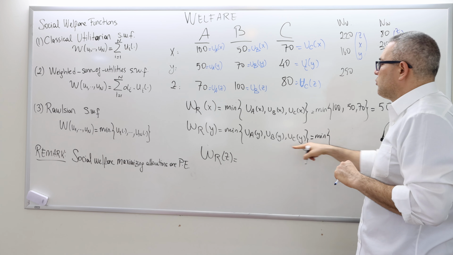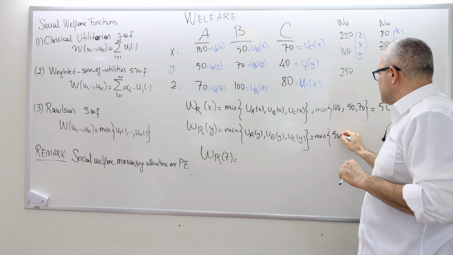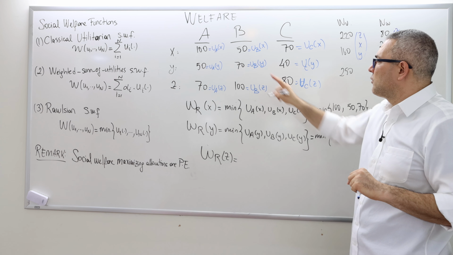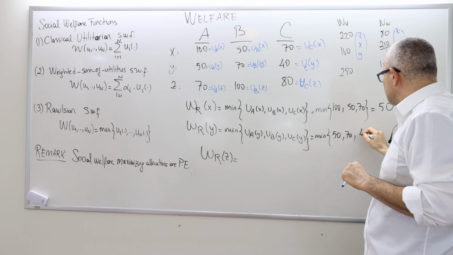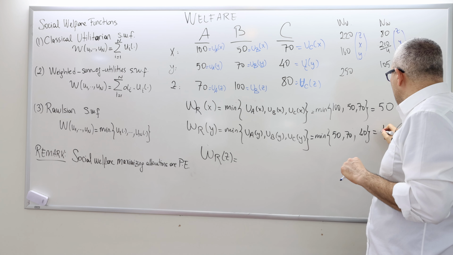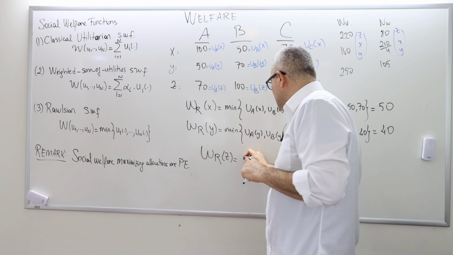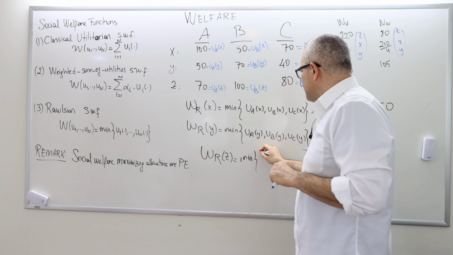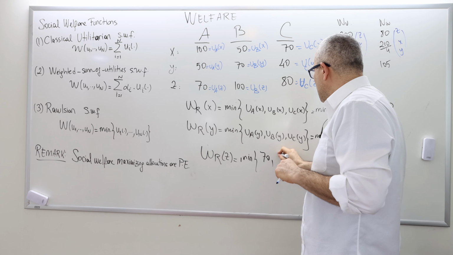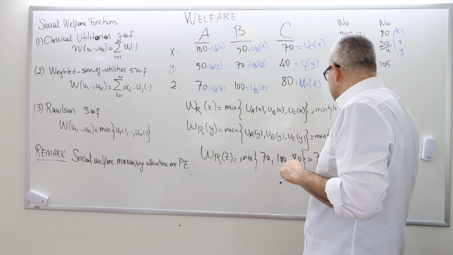Well, what about this one? Agent A's utility for Y is 50, agent B's utility for Y is 70, and agent C's utility for Y is 40. So therefore Y is going to get utility value 40. And then finally for Z, it's going to be 70, 100, and 80, the minimum of those, which is 70.